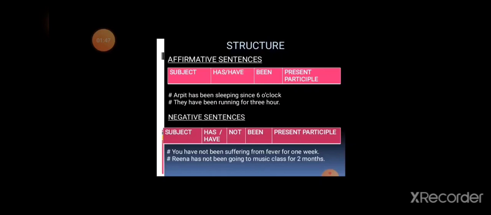Now for negative sentences we use subject plus has or have, not, been, and present participle. For example, you have not been suffering from fever for 1 week. Reena has not been going to music class for 2 months.